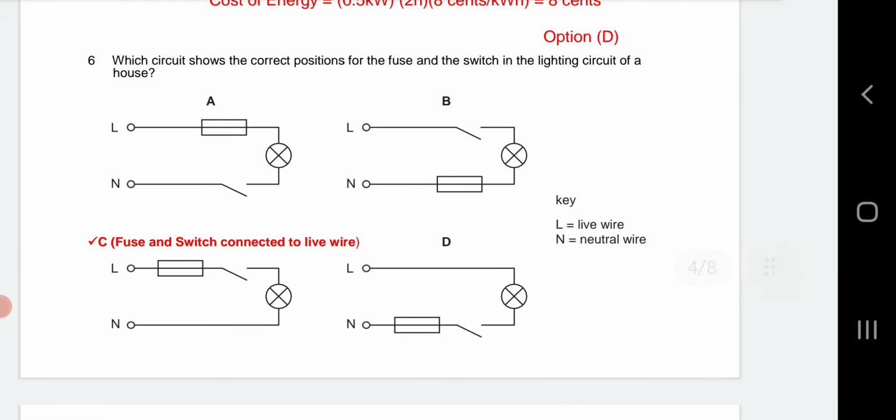Question number 6. Which circuit shows the correct positions for the fuse and the switch in the lighting circuit of a house? Fuse and switch should connect to the live wire. This is option C.